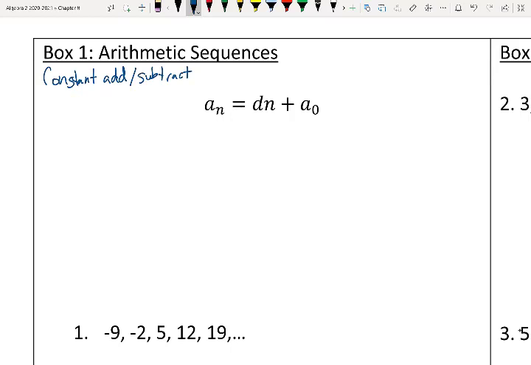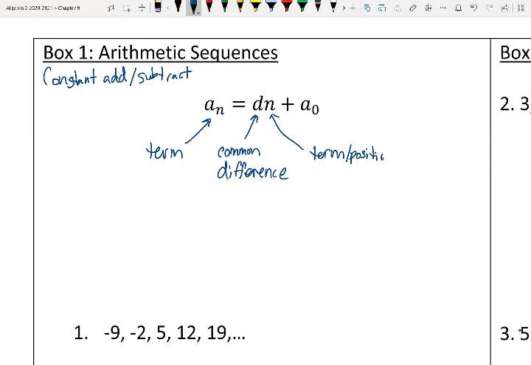So in here, a sub n is your term, d is my common difference, n is the term or position number, and then a sub 0 is the term before the list starts.